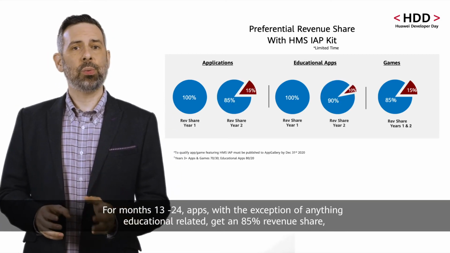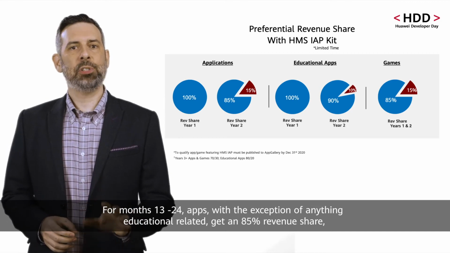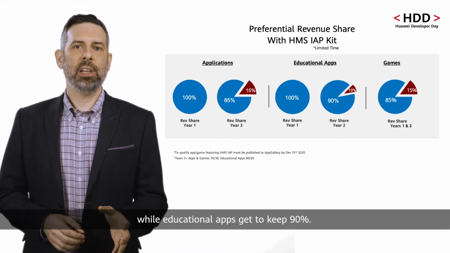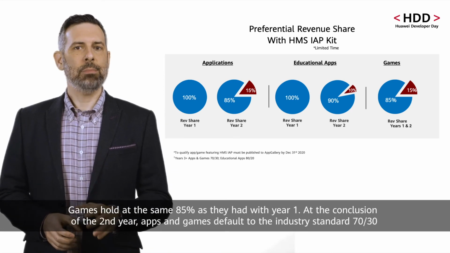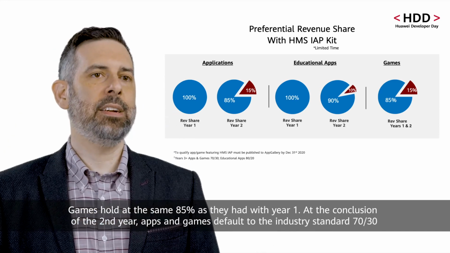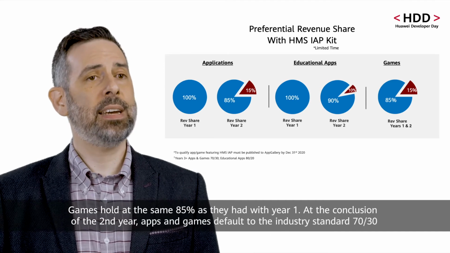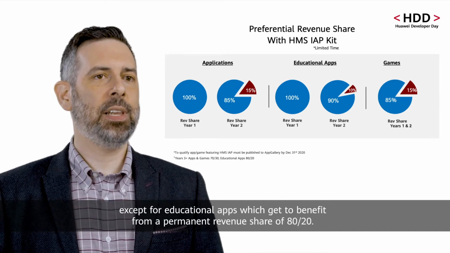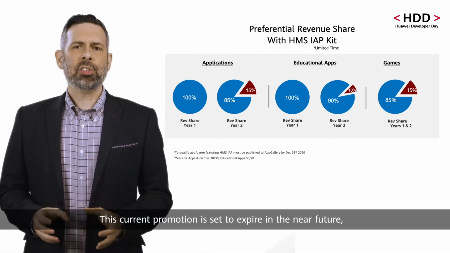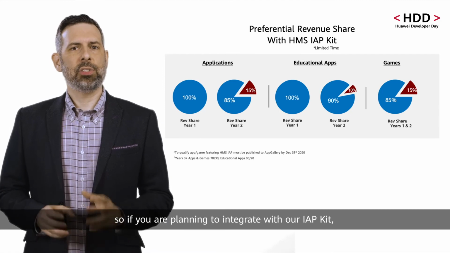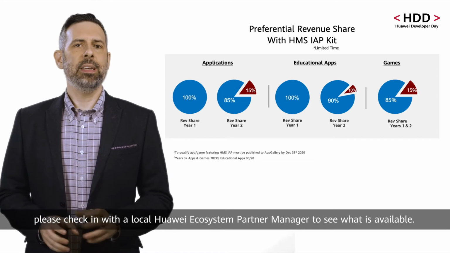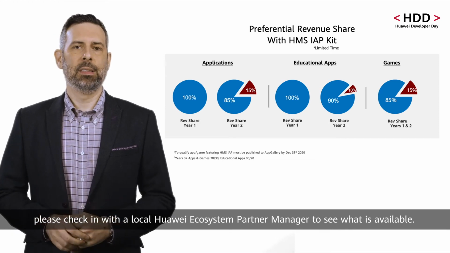For months 13 to 24, apps, with the exception of anything educational related, get an 85% rev share, while educational apps get 90%. Games hold at the same 85% as they had with year one. At the conclusion of the second year, apps and games default to the industry standard 70-30, except for educational apps, which get to benefit from a permanent revenue share of 80-20. This current promotion is set to expire in the near future, so if you're planning to integrate with our IAP kit, please check in with a local Huawei ecosystem partner manager to see what's available.